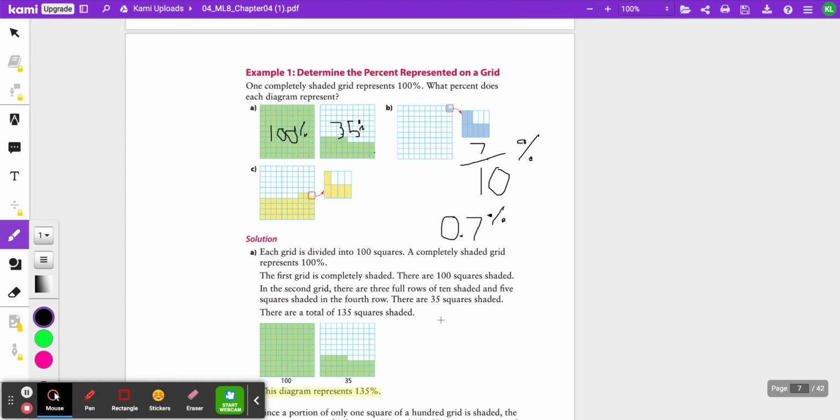Because if it was 0.7 as a decimal, and I times it by 100 to get a percent, that would become 70%. So 0.7% is different from 0.70.